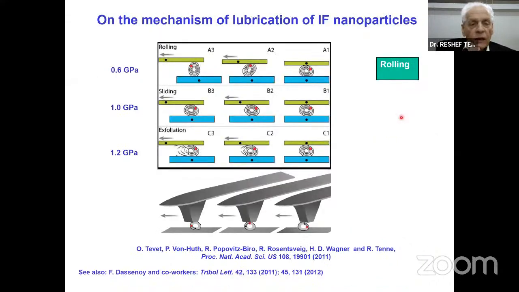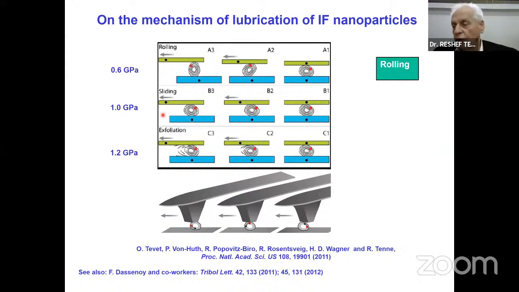And now you see the mechanism. We showed in a beautiful paper published in 2011, 10 years ago, that we can see this rolling friction of the nanoparticle. So we put one single nanoparticle in the electron microscope and we watch it while shearing it between two surfaces, and we see that it rolls very nicely.